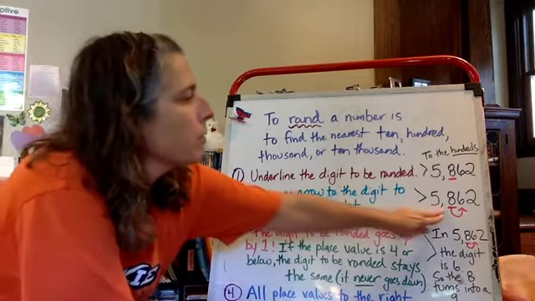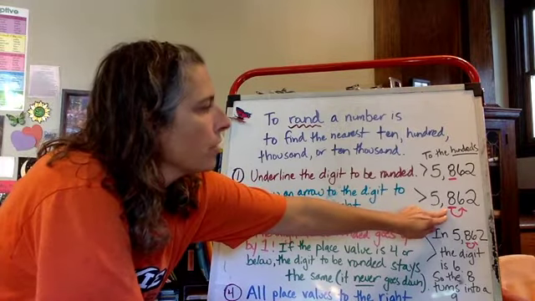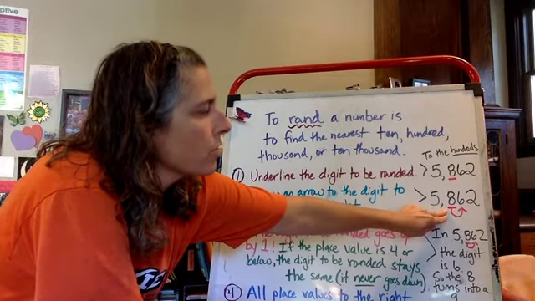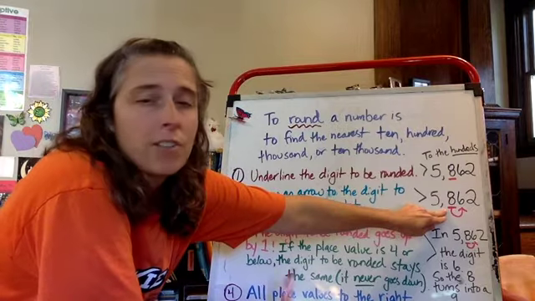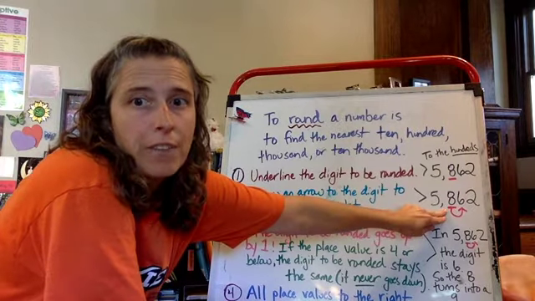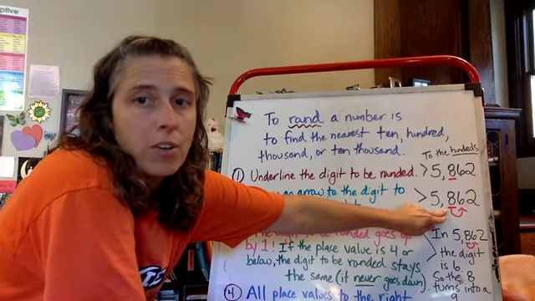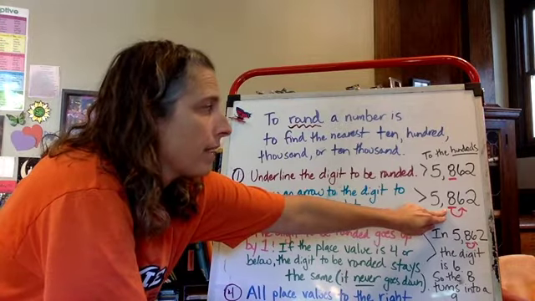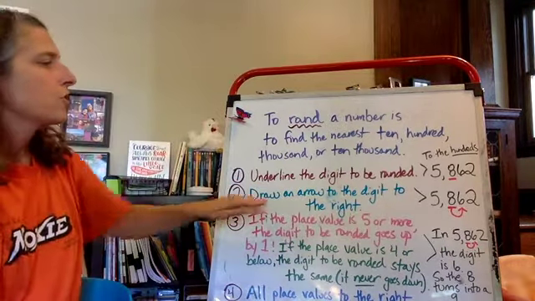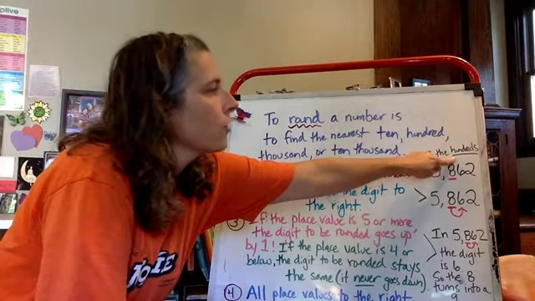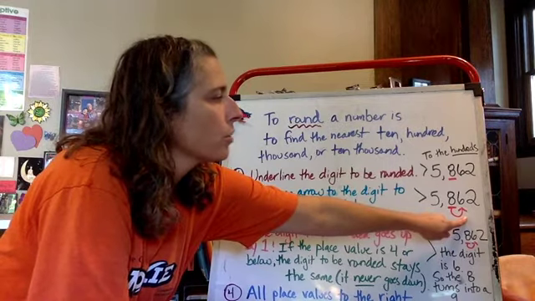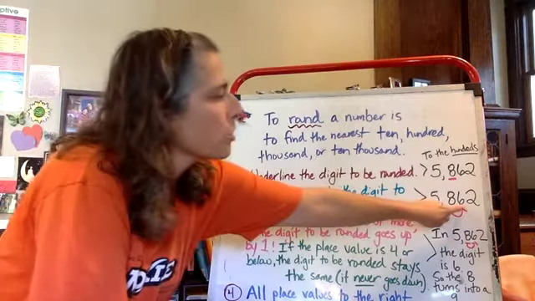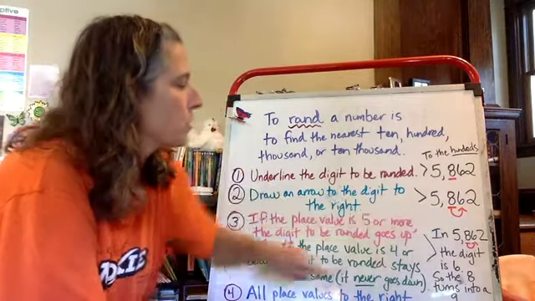Okay? So really what you're thinking to yourself when you're rounding 5,862 is, am I rounding to 5,800 or am I rounding to 5,900? What's closer, 5,800 or 5,900 when I have 5,862? So I've underlined that hundreds place because that's what we're rounding to, and I've drawn an arrow to the lower place value because that's what's going to determine what I'm going to do with this number.